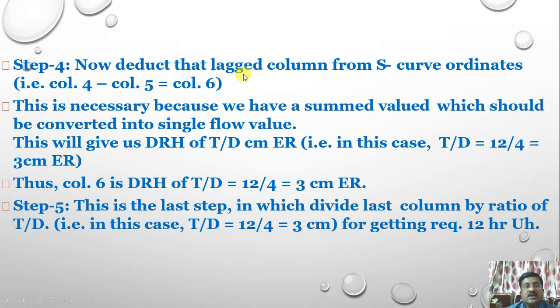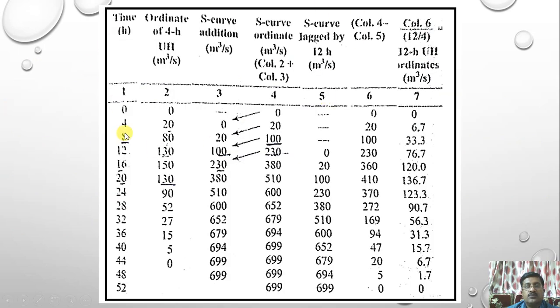Now deduct the lagged column from the S curve ordinates, that is column 4 minus column 5 is equal to column 6. You can see here: 0, 20, 100, 230 minus 0 is 230, 280 minus 20 is 360, 510 minus 100 is 410, 600 minus 230 is 370. That's all up to the end point.